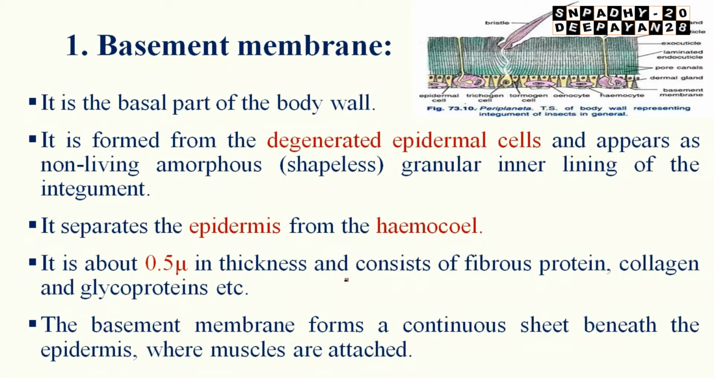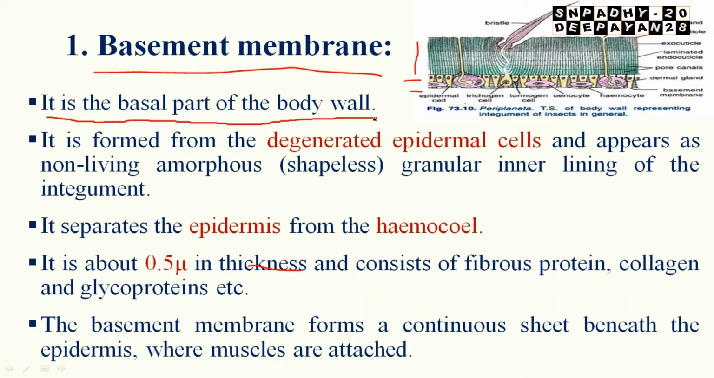So it is broadly divided into how many parts? Basement membrane, epidermis, and the cuticle. Okay, one by one we will complete now. First one is what? Basement membrane. It is the basal or innermost part of the body wall. First point. Then how is it formed? It is formed from the degenerated epidermal cells. It may come as a question how the basement membrane is formed or originated, and that answer is degenerated epidermal cells.